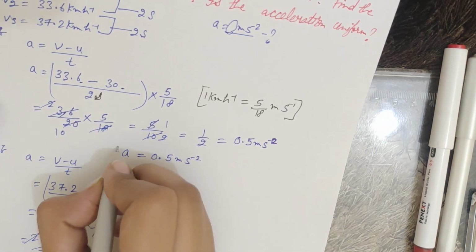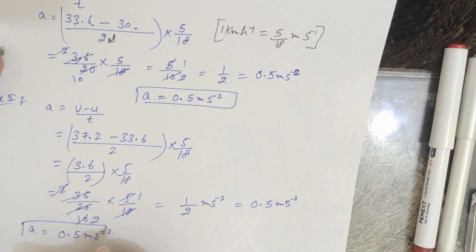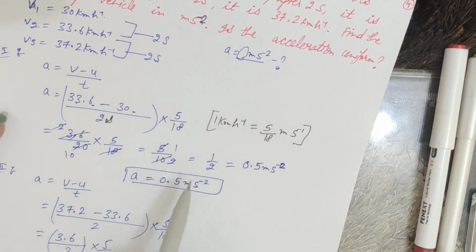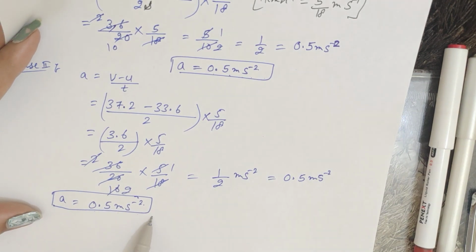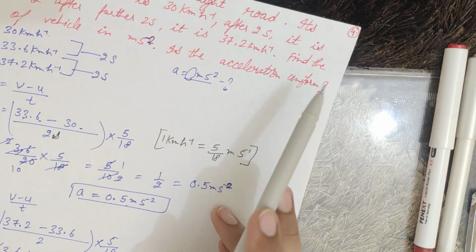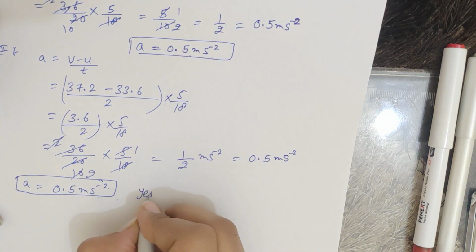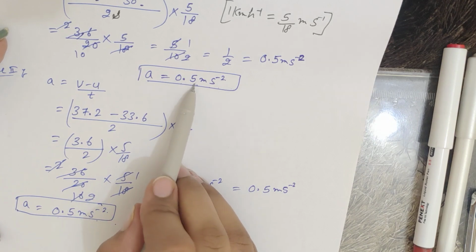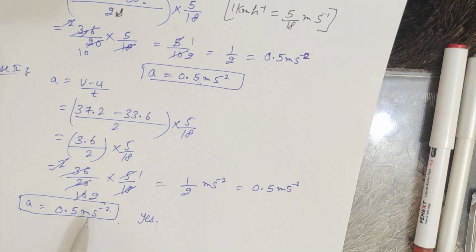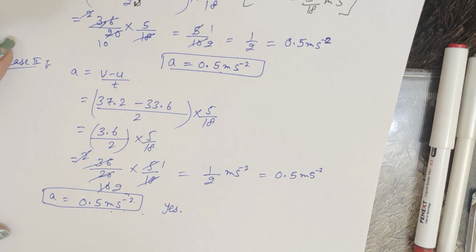You can see the acceleration in both cases is the same. It means the value of acceleration that we need to find is 0.5 meter per second square. Here also 0.5 meter per second square. So this is the value of acceleration, and the acceleration is uniform. Yes, the acceleration is uniform because the velocity is changing with respect to time, with respect to the same interval of time. It is changing uniformly in a continuous manner.